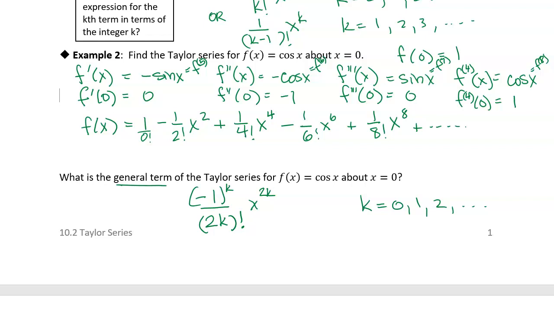If I put in 1, I get -1 to the first power, which is -1, over 2 times 1 factorial, which is 2 factorial, and then I get x to the 2 times 1, which is 2. So you can see that if I put in those k values, I get the values that I want, that match the values in the Taylor series that I've written out up above here. All right, so the next one is for you to definitely try on your own, but I'll record a video if you want to see it worked out.